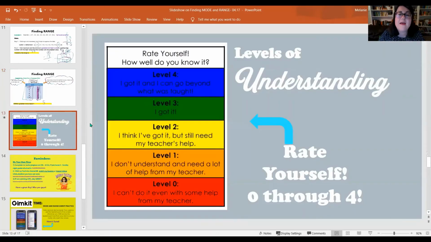I want you to go ahead and rate yourself on our levels of understanding scale. Remember, my scale goes from 0 to 4. So the most would be 4, not 5. Okay, so if you rate yourself at a 0 or a 1, then I totally recommend you come to my office hours so that I can reteach it to you. It's a little bit of one-on-one or small group.